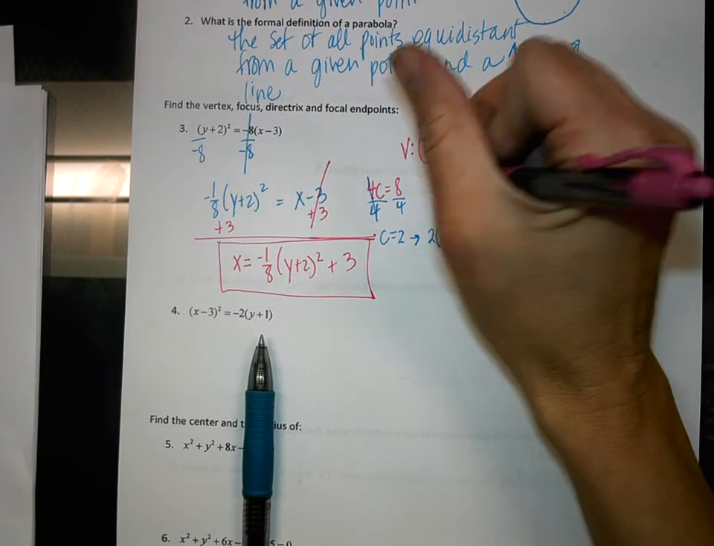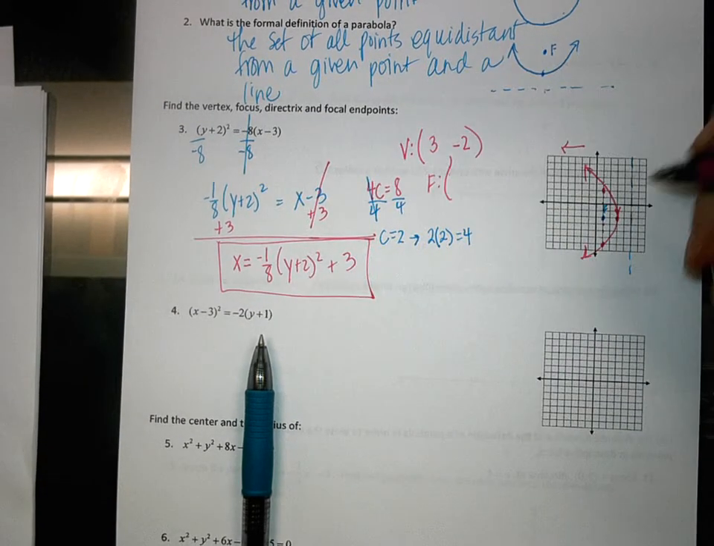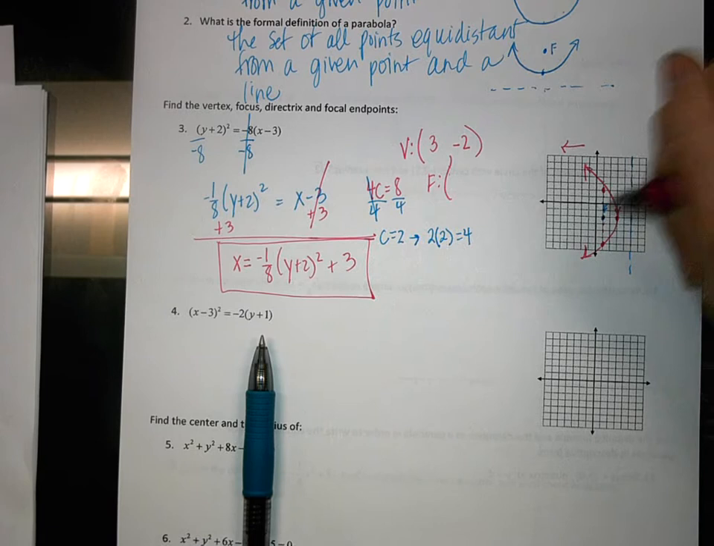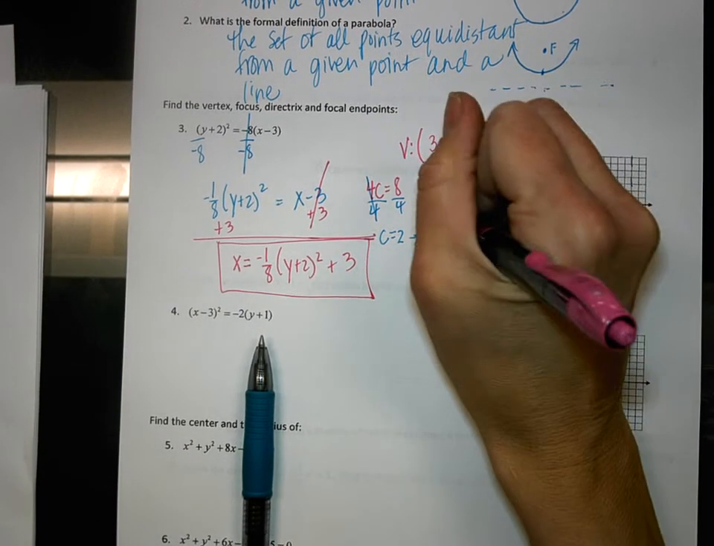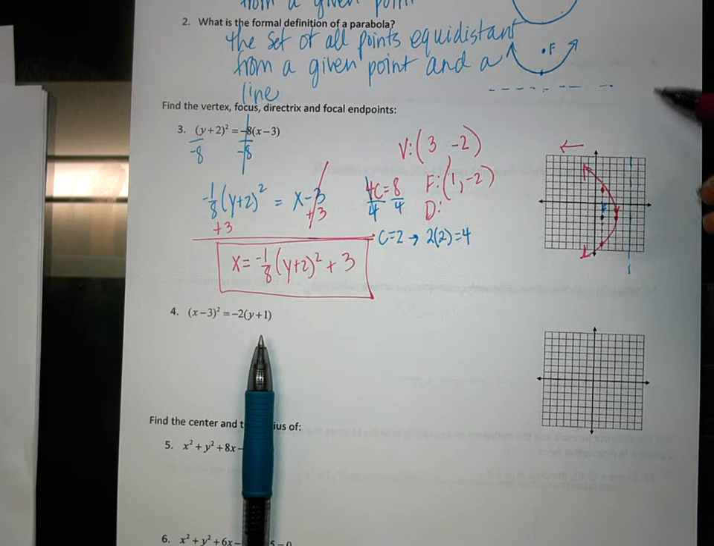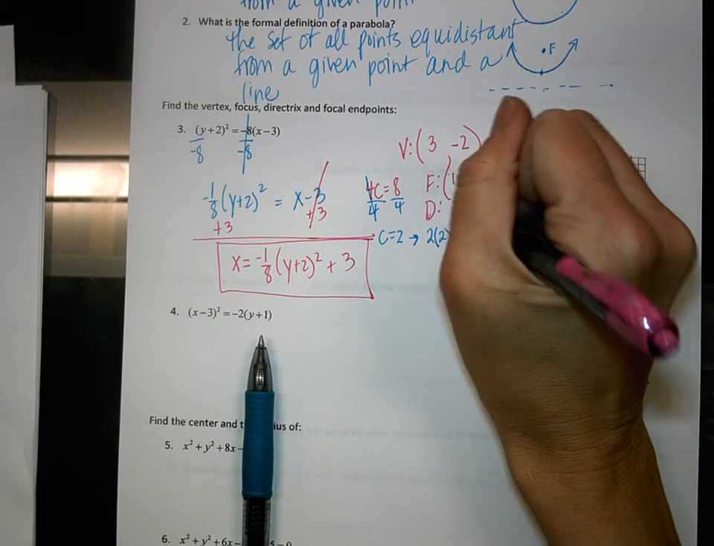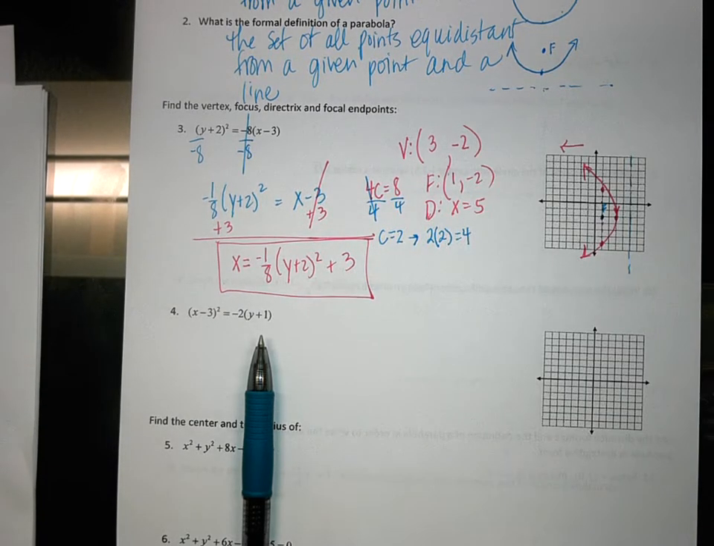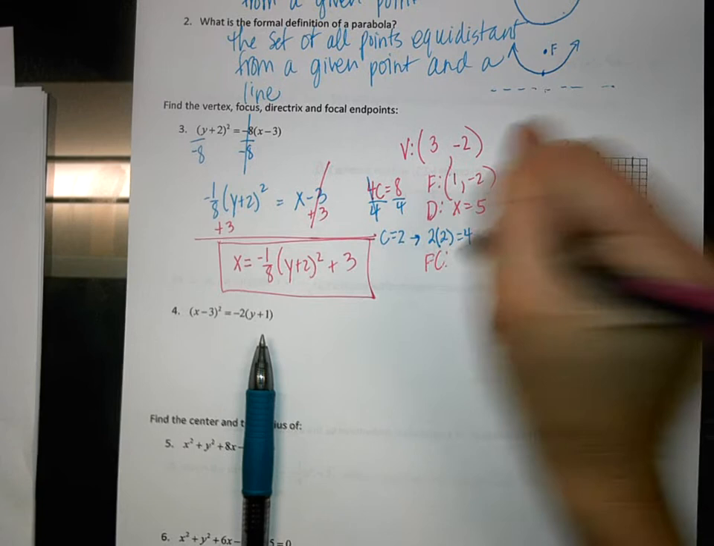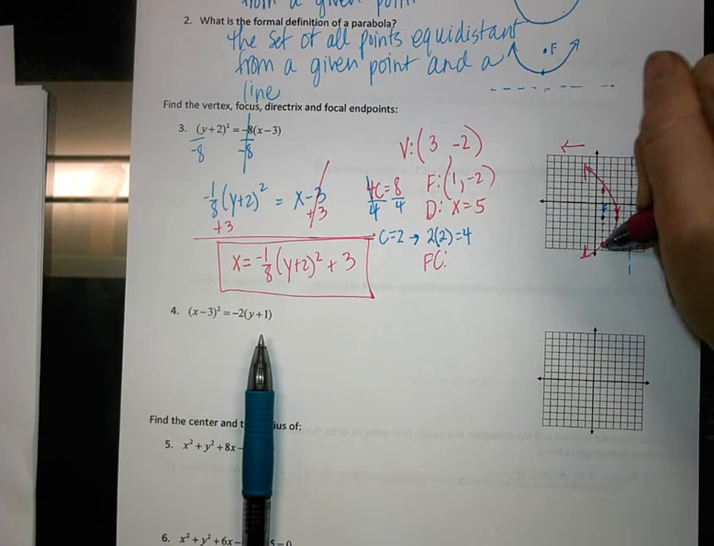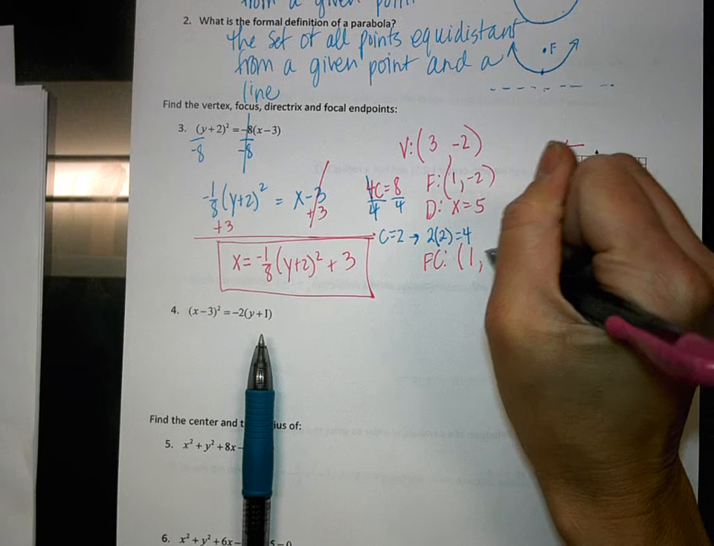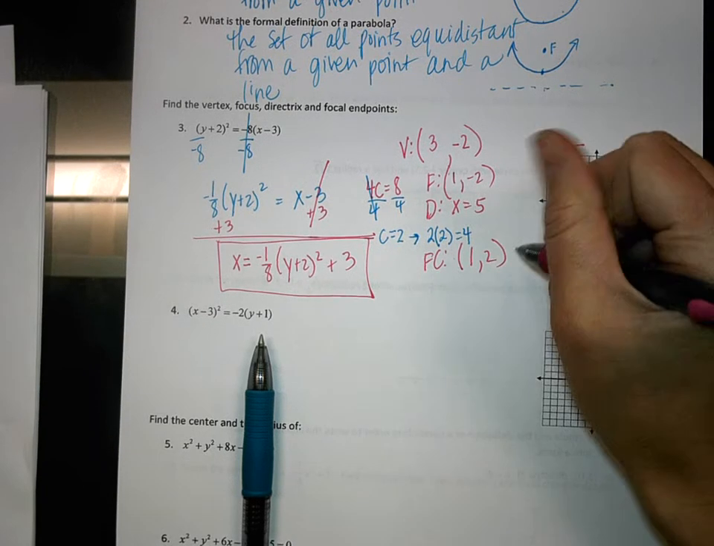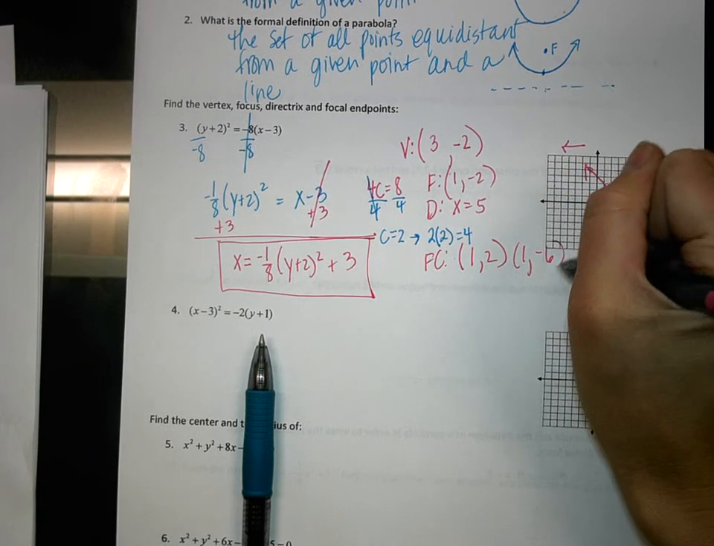So we have our vertex. The ordered pair for my focus, which is right here, is at (1, -2). My directrix is this line right here, which is x = 5. And then my focal chord endpoints are these endpoints right here. One of those points is at (1, 2), and the other point is at (1, -6).